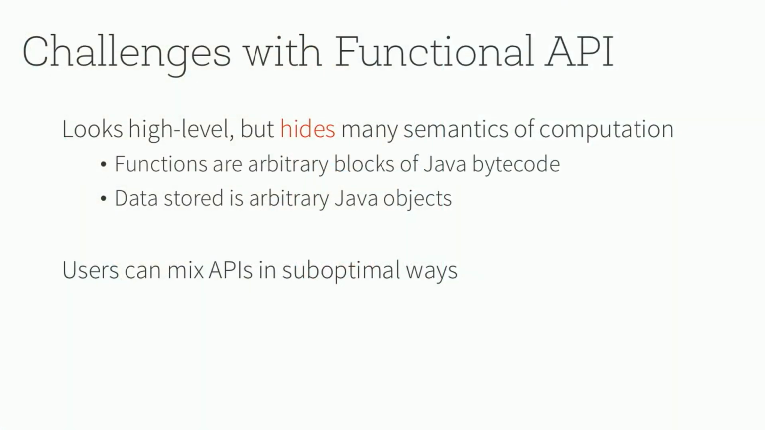But there were also some challenges. The main challenge is that the function API I talked about so far looks high level, but it hides a lot of the semantics of the computation from the engine. And so the engine can't always do optimizations across your code that might make sense to do.